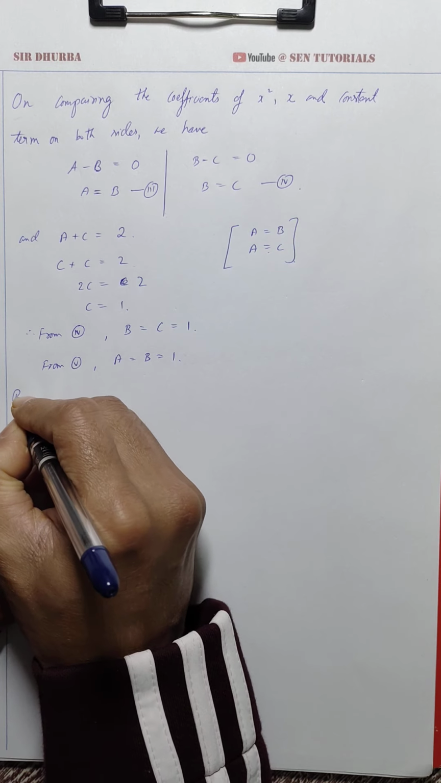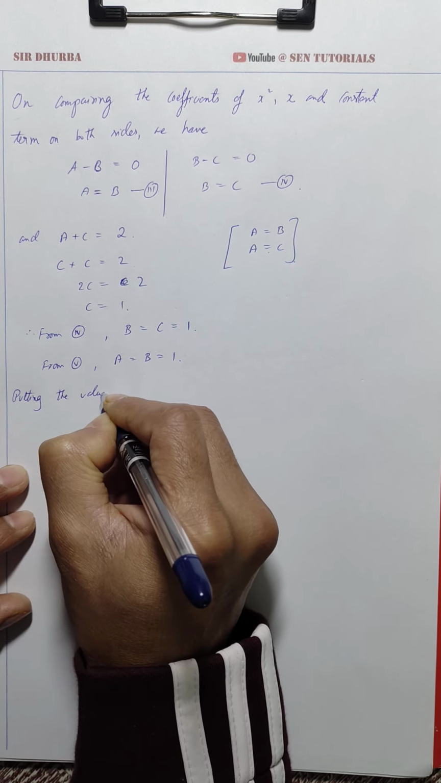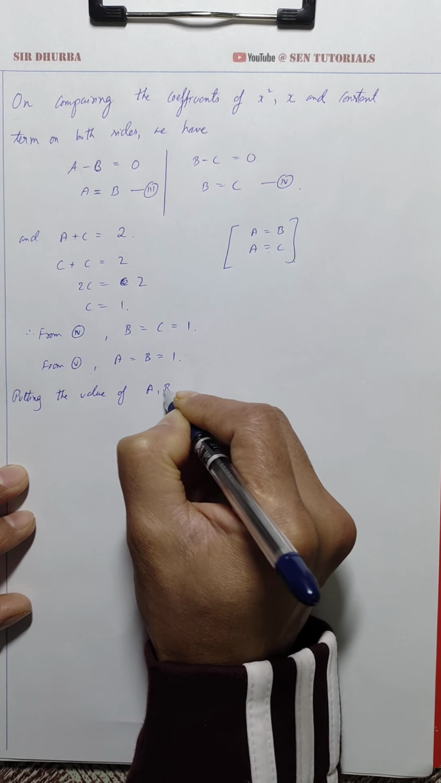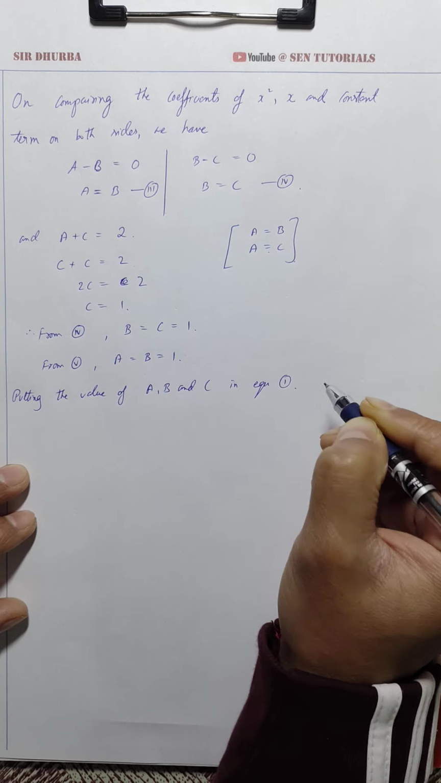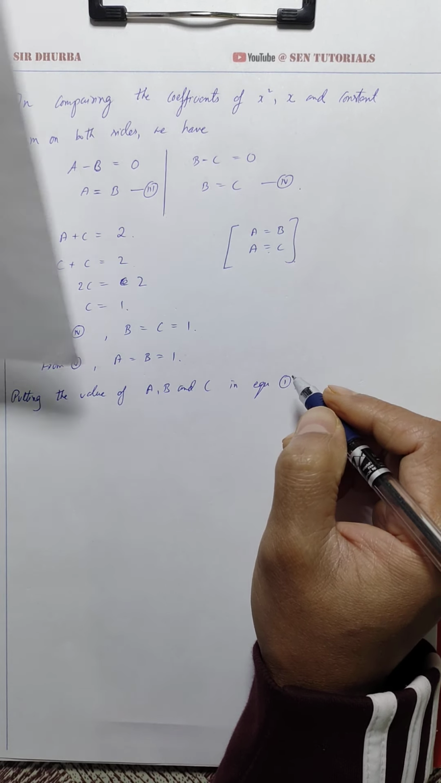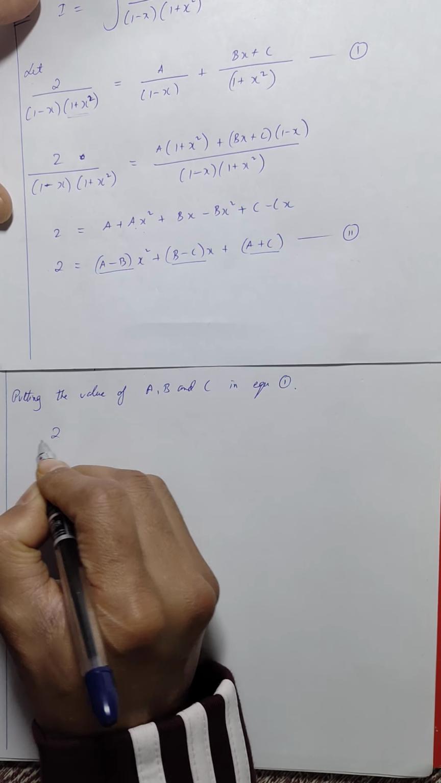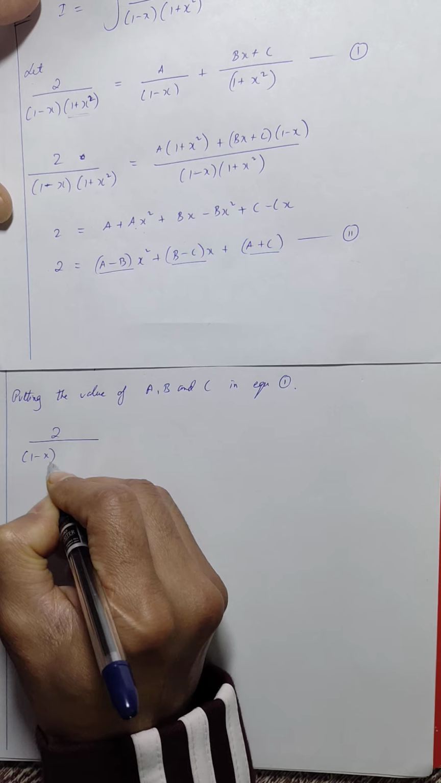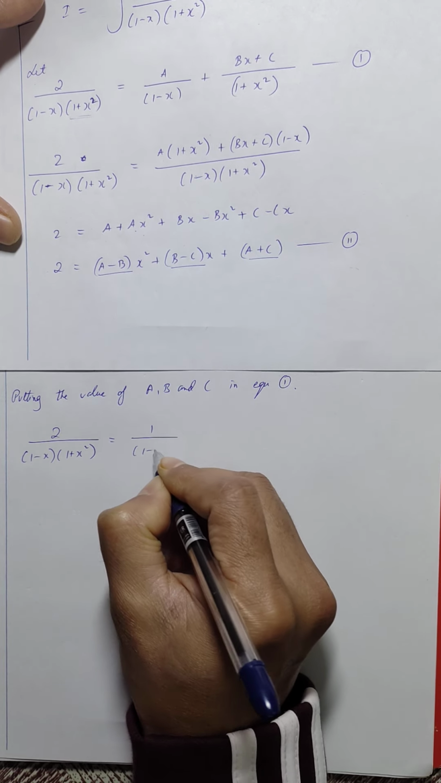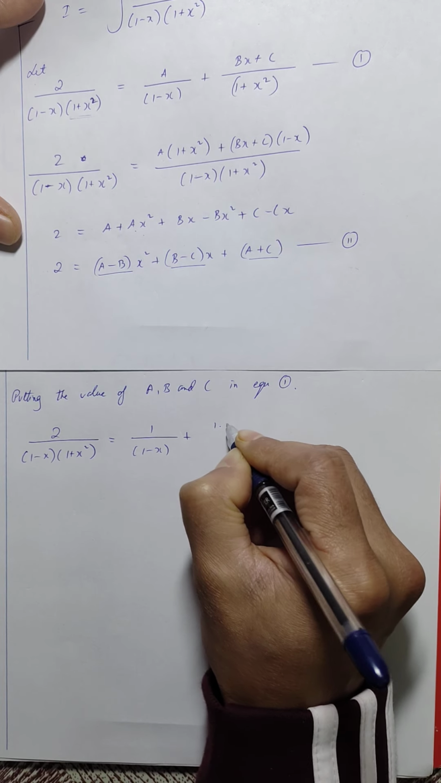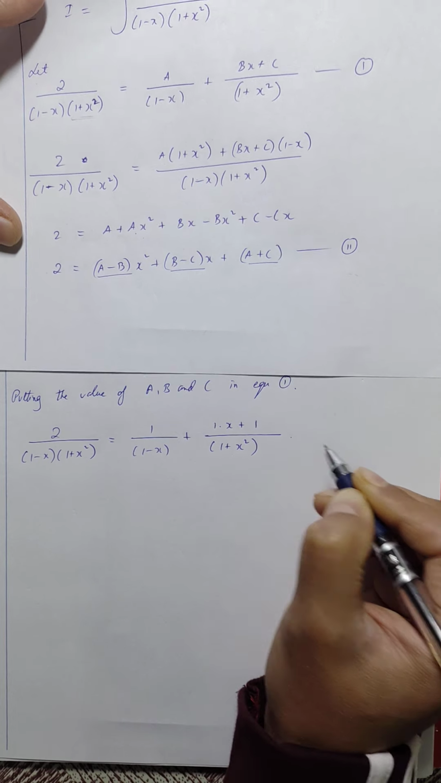Okay, so putting the values of a, b and c in equation 1, if you want to write. So what will equation 1 be? That's going to be 1 upon 1 minus x, since the a value is 1, plus b value is 1, x plus c divided by 1 plus x square.